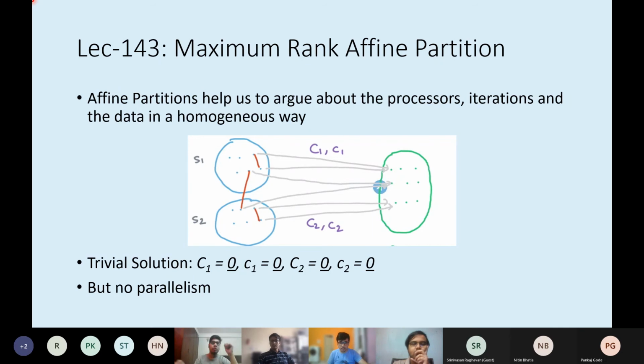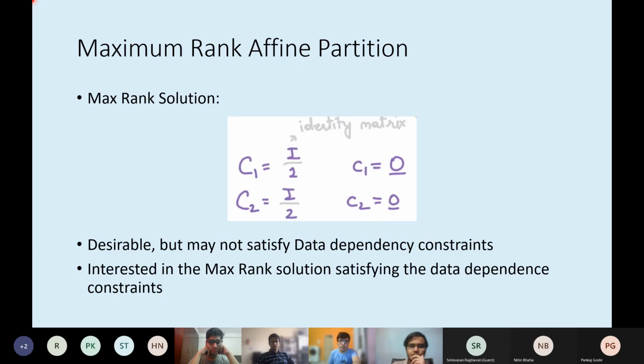And as we discussed, the trivial solution assigns all zero values to these affine functions. Sadly, there's no parallelism in this assignment, as we saw before, because they are all mapped to one single processor. That's why we want to maximize the number of points in the range of this affine function, and we want to maximize the dimension of these coefficients.